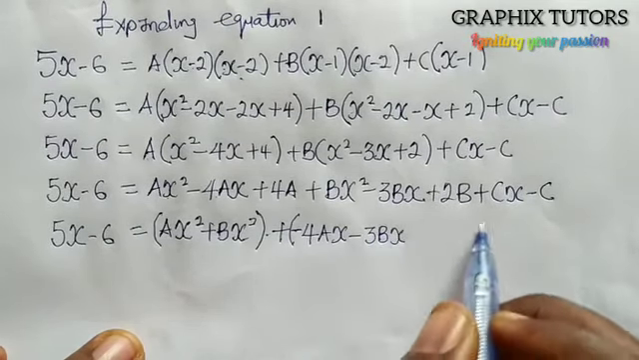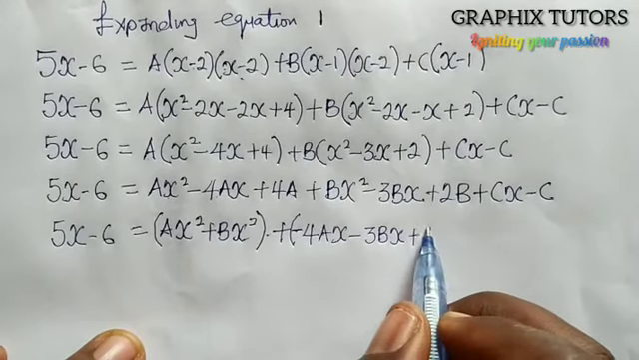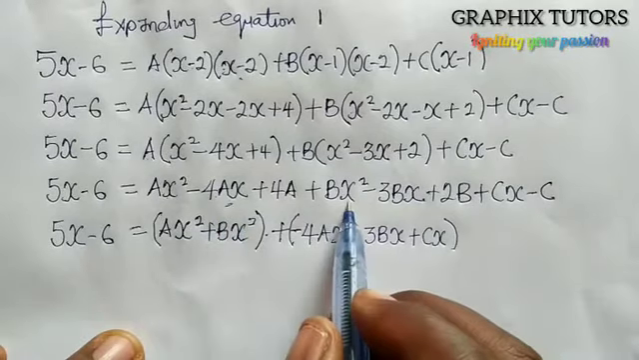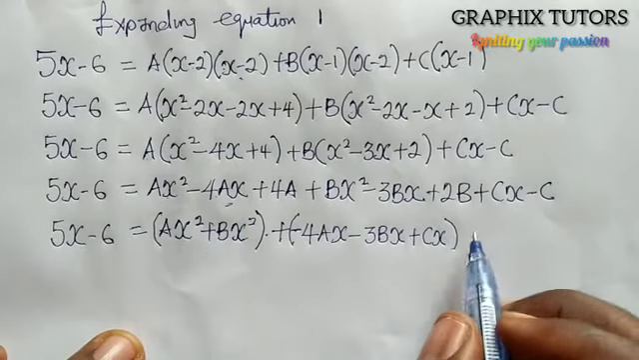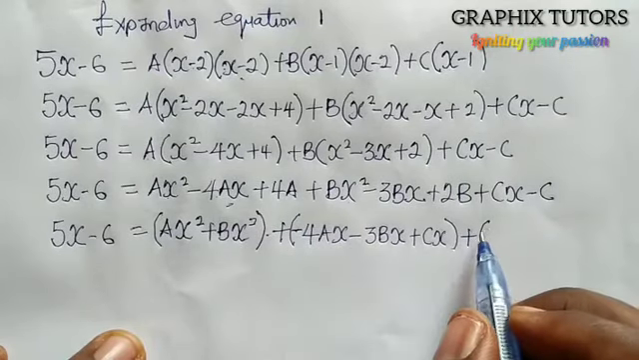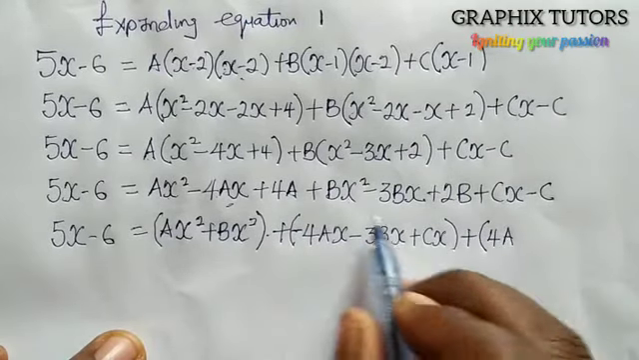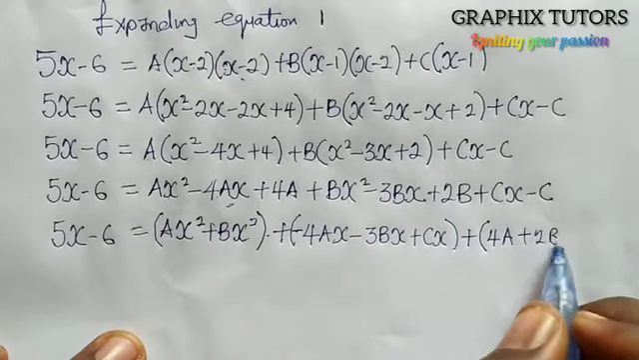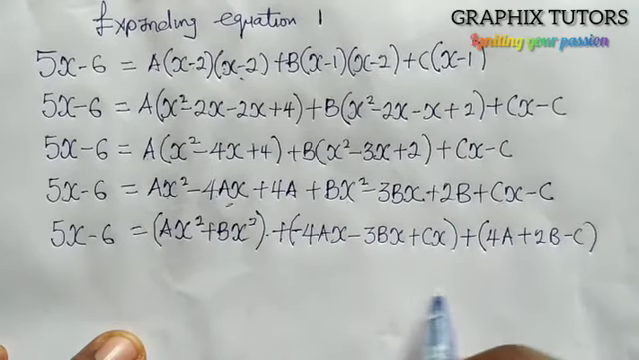3bx plus cx. So what we have here, you take all the ones that have x, so plus x(...). Next, we have 4a, the one without x now, plus 2b minus c. So what we have here.